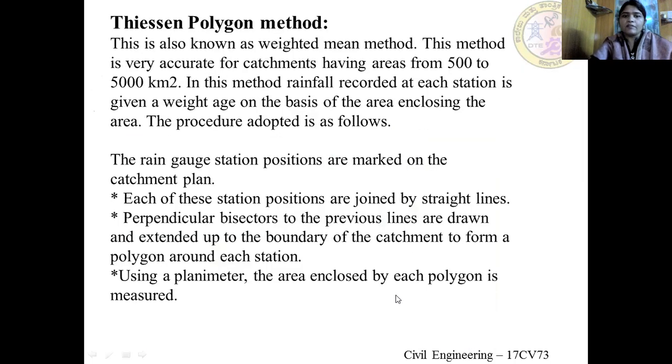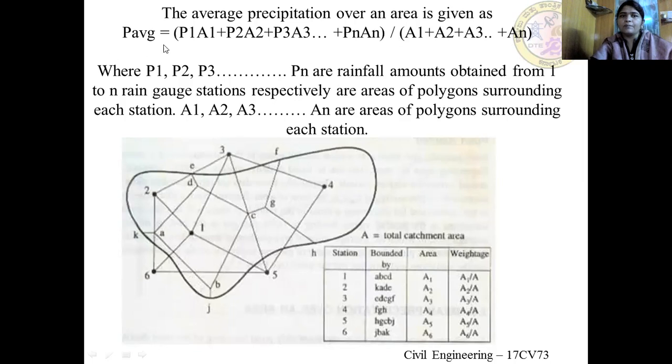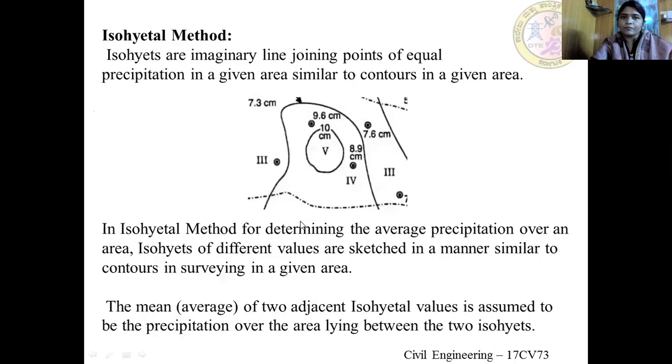Now, the average precipitation is calculated over an area by the formula P average is equal to P1A1 plus P2A2 plus P3A3 up to PNAN divided by summation A, or A1 plus A2 plus A3 up to AN. So we know P1, P2, P3 are the rain precipitations, or rainfall amounts, obtained from the N rain gauge stations respectively. And A1, A2, A3 up till AN are the areas of the polygons surrounding each station. So in this way, we can draw the polygons, find the area, and determine the average precipitation.